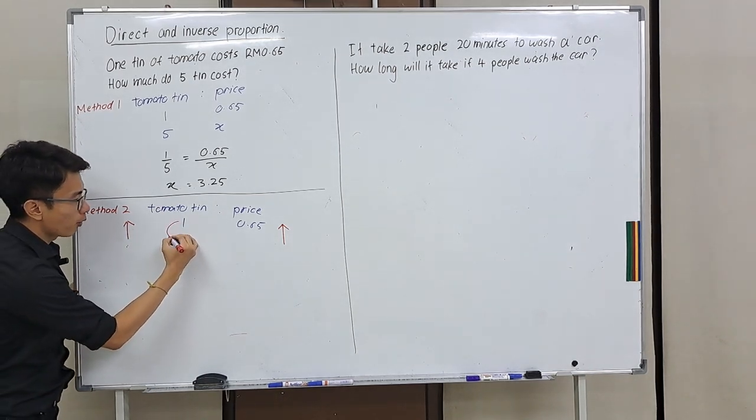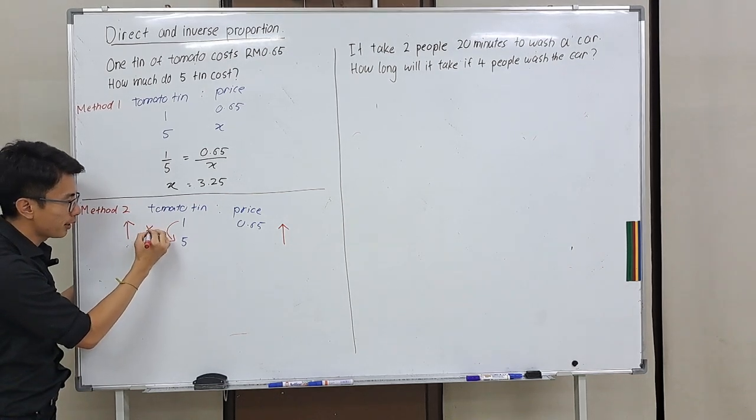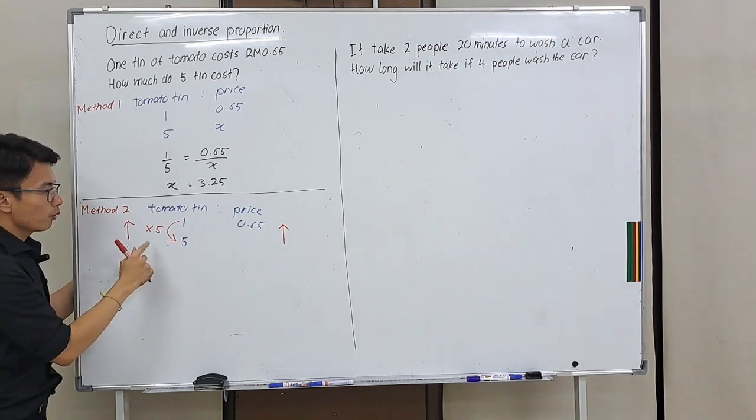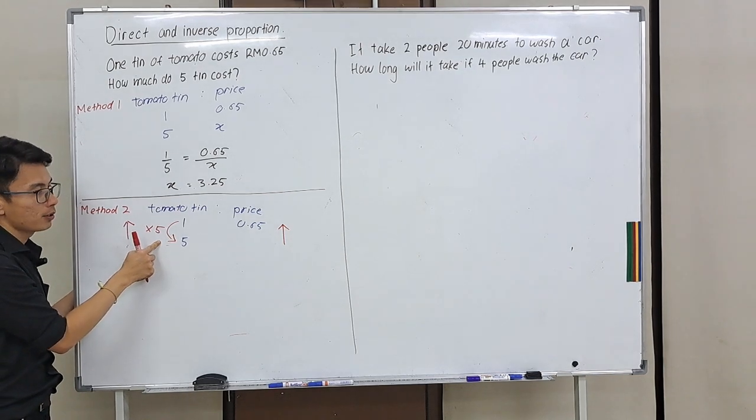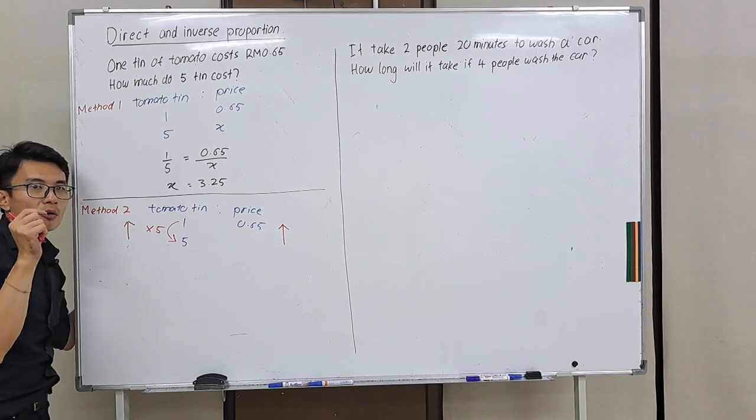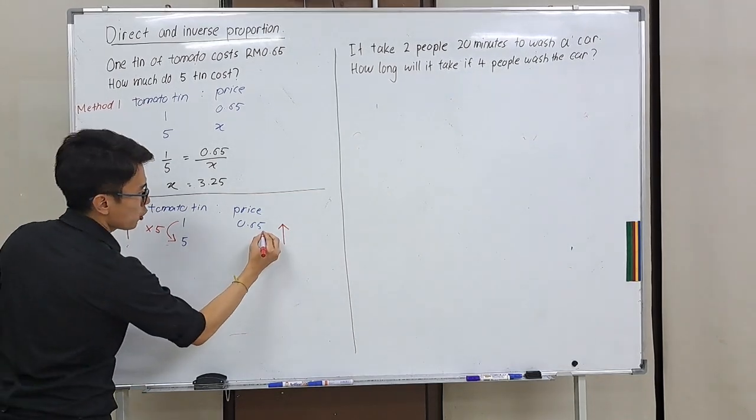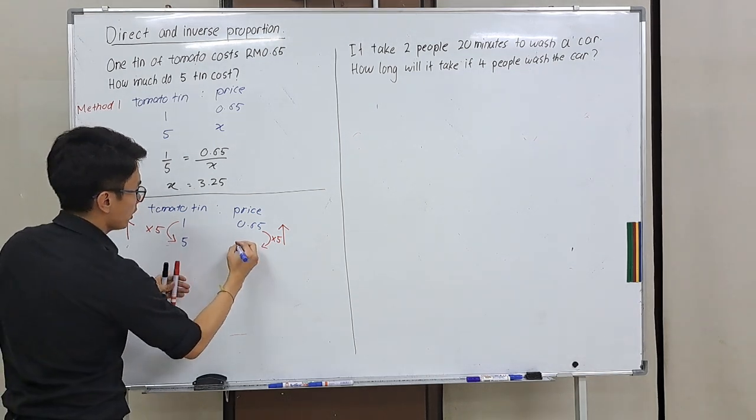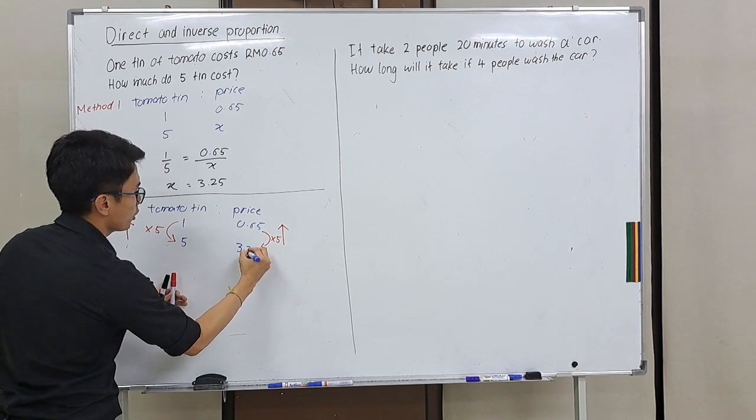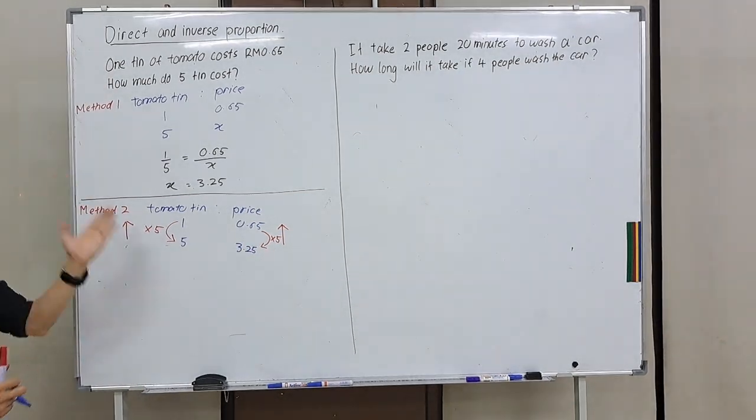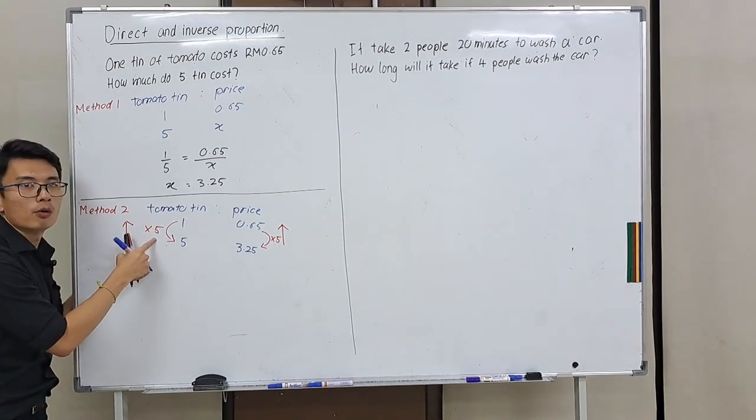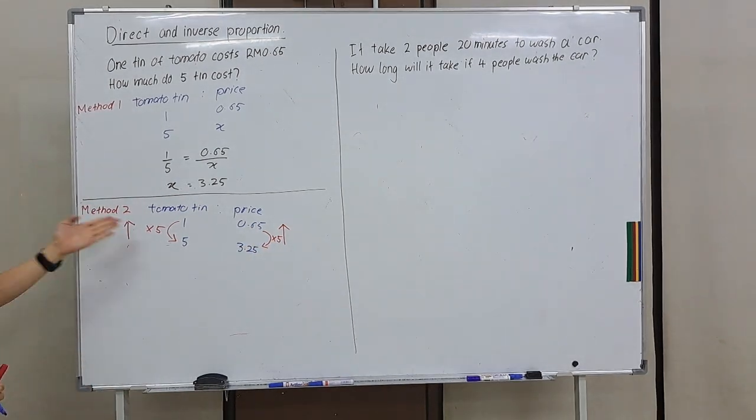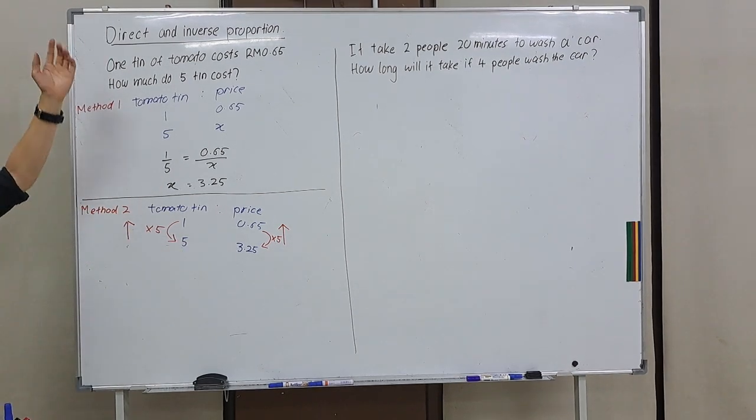Okay, so to go from 1 to 5, I will be multiplying by 5 over here. All right, so if I were to increase this by 5 times, I should increase the price by 5 times as well, right? So I should multiply by 5 over here, okay? Which will give me, we have already established the answer, which is 3.25. Okay, so that is again what direct proportion means. If I increase by this amount, I should increase the same amount over here as well. Okay, so that is another method that we can do for our direct proportion question.